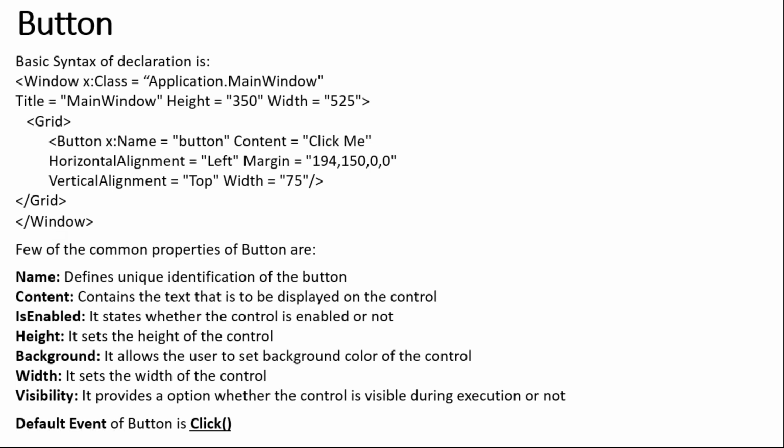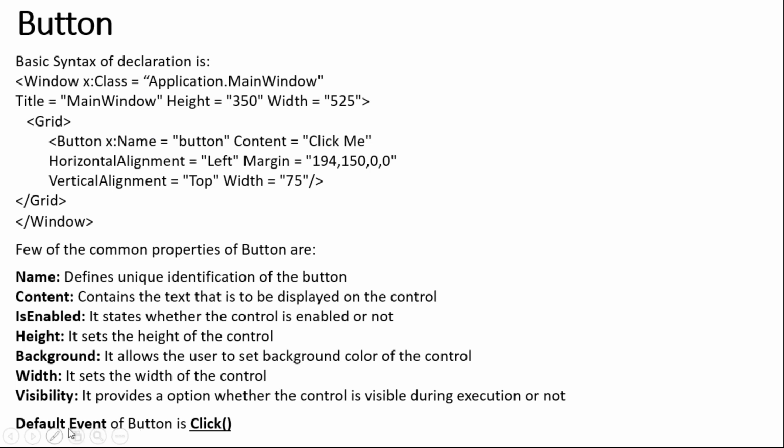Now, what are a few of the properties? Name defines the unique identification of the button. Content is the text. IsEnabled means you want this particular control to be enabled or not. Height and Width. Background, if you want to change the color of the background or if you want to put some image in the background. And Visibility, it provides an option whether a control is visible during execution or not. Right? Like the Visible property of your Windows Phone. So for the exam, you need to write only this much for 2 marks.